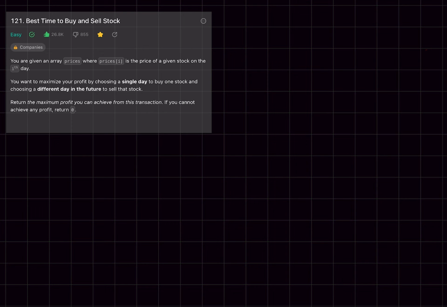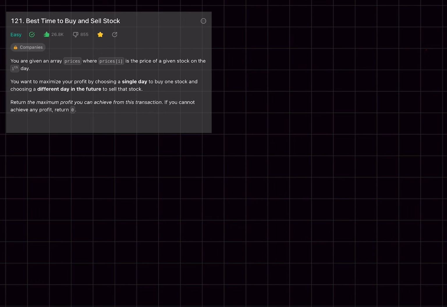So the problem states you are given an array prices, where prices[i] is the price of a given stock on the ith day. We want to maximize our profit by choosing a single day to buy one stock and choosing a different day in the future to sell that stock. Return the maximum profit that you can achieve from this transaction. If we cannot achieve any profit, so I guess if they're always down days, we'll just return 0. So pretty simple, but we'll just make sure that we understand what we're doing here by looking at an example.